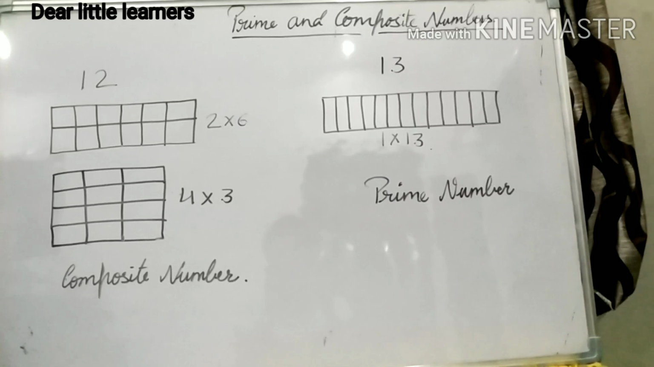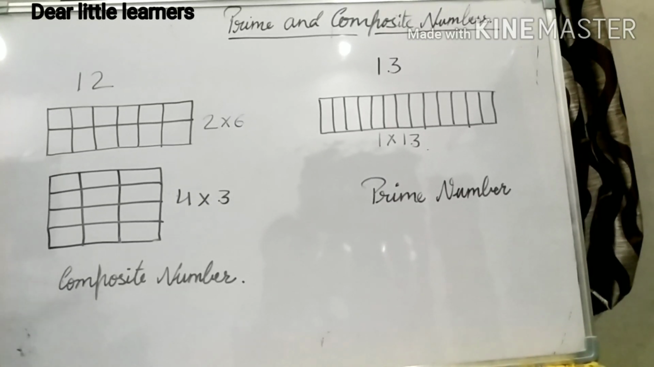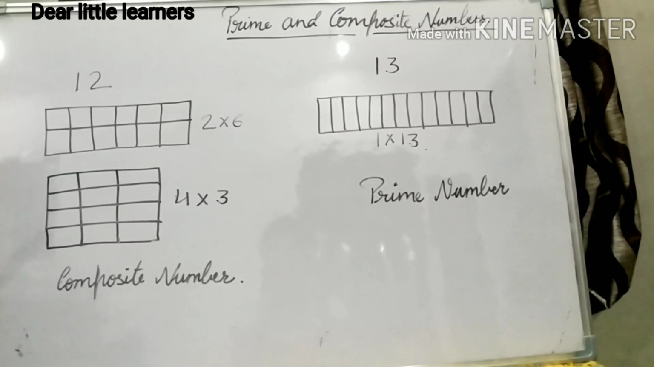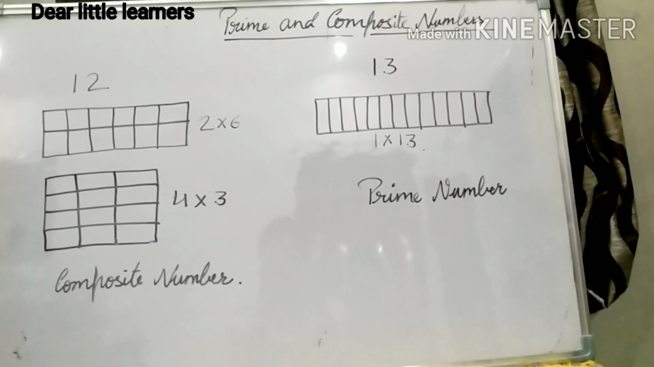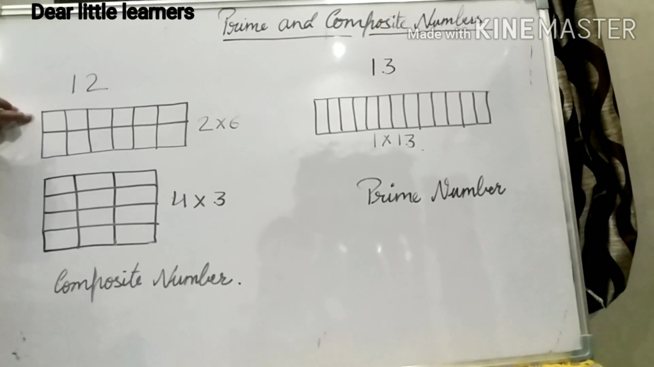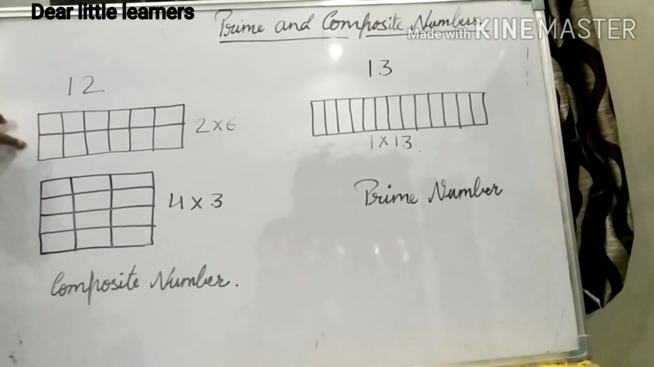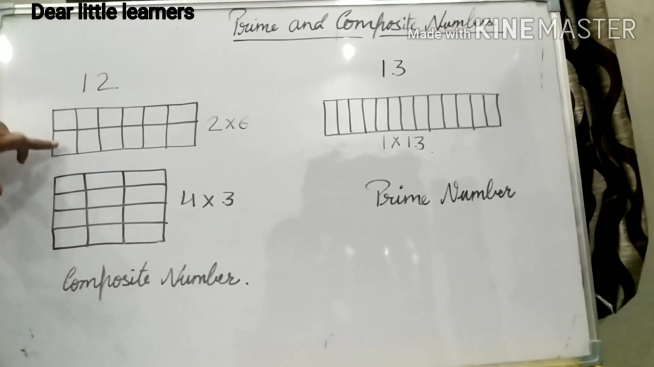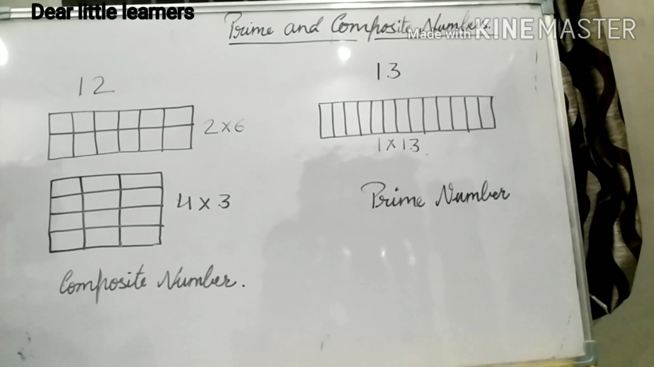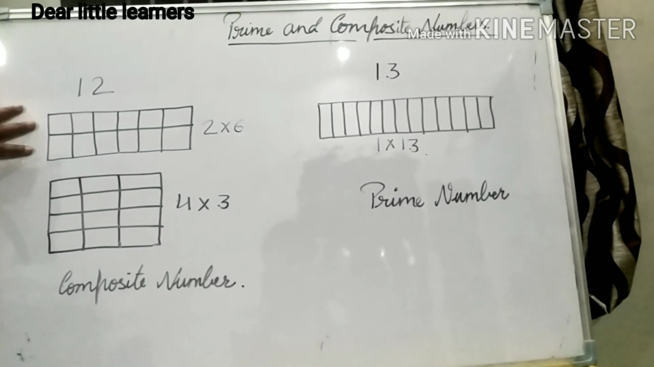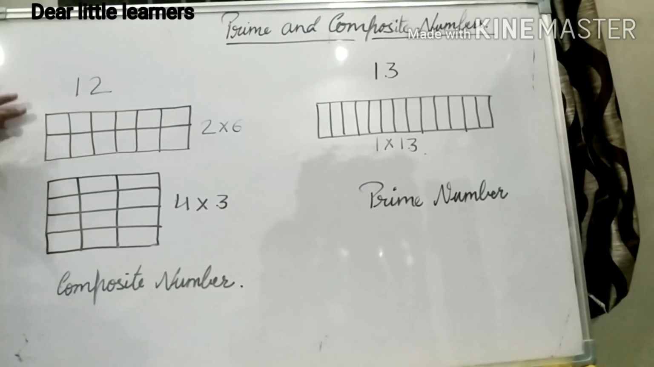See, here I have taken two numbers, 12 and 13. First of all I am taking 12. If I want to arrange this 12 in boxes, I can arrange it like this. Here I have made a box where there are two rows, and see how many columns: 1, 2, 3, 4, 5 and 6. So this 12 I can write in a box with two rows and 6 columns. So 2 multiplied by 6 is 12.